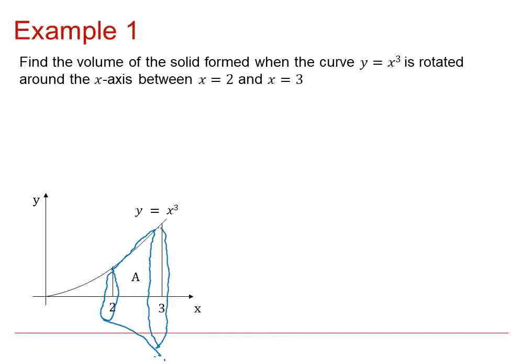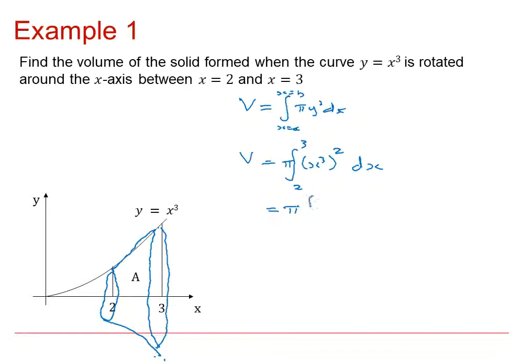Okay, so using our formula, we know we can quote our formula. The volume is exactly the integral of pi y squared dx from x equals a to x equals b. So this volume is the integral of pi, which I'm going to put outside the integral as a constant. We know that y is x cubed, so we need an x cubed, and don't forget it's y squared, so it's x cubed squared dx, going from x equals 2 to x equals 3.